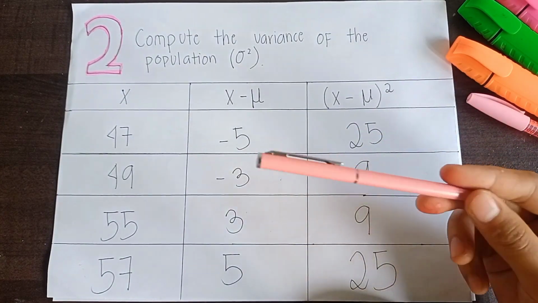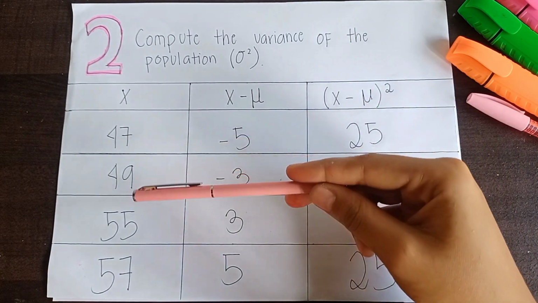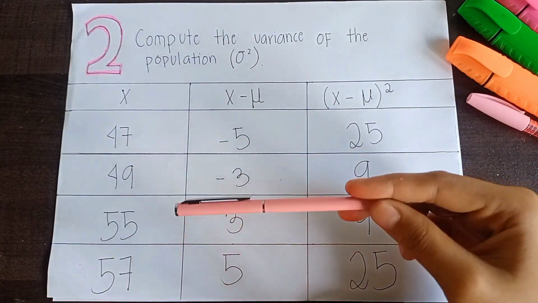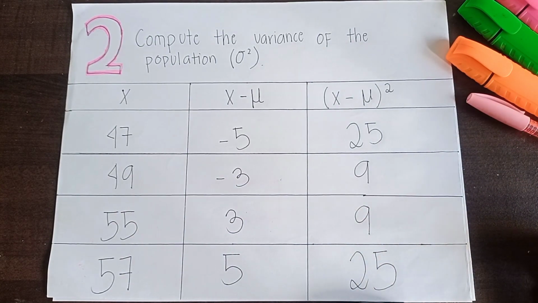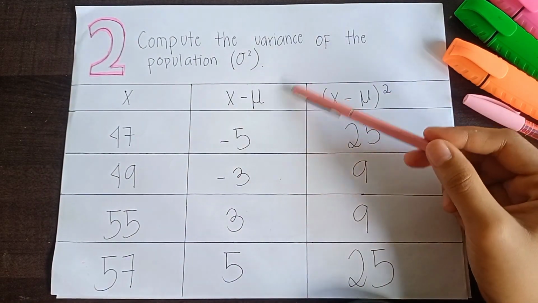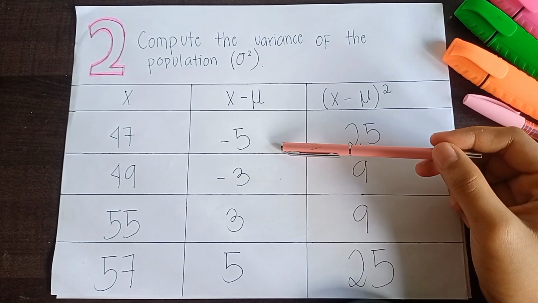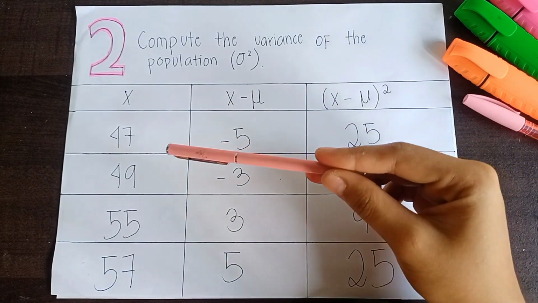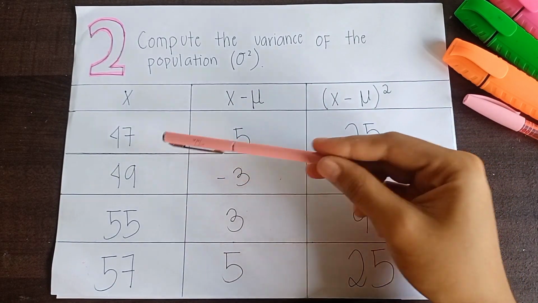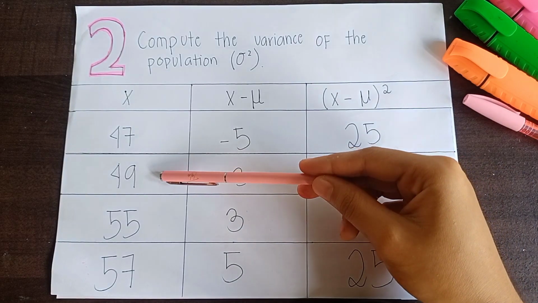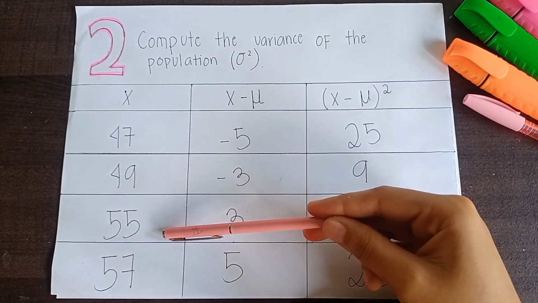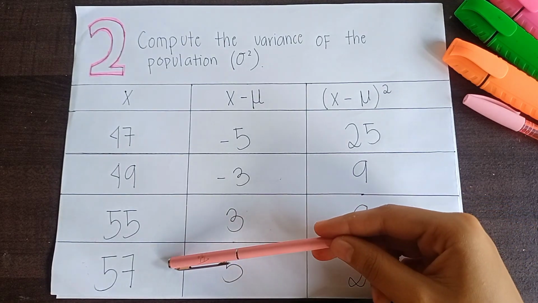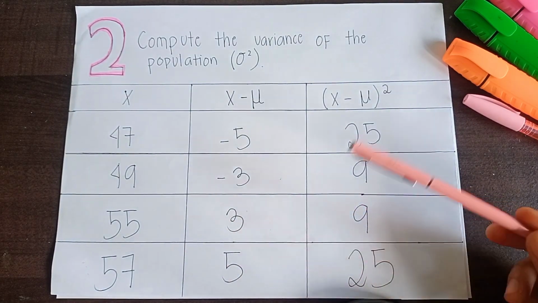So our first column will contain 47, 49, 55, and 57. We should also bear in mind to arrange these elements from least to greatest. As I said, the second column will contain the difference between the elements of the population and the mean of the population, which is 52. So 47 minus 52 equals negative 5. 49 minus 52 equals negative 3. 55 minus 52 equals 3, and 57 minus 52 equals 5.